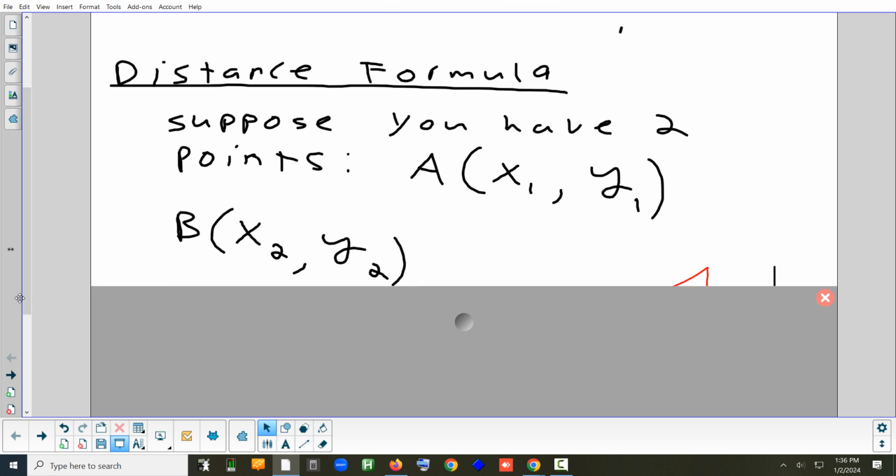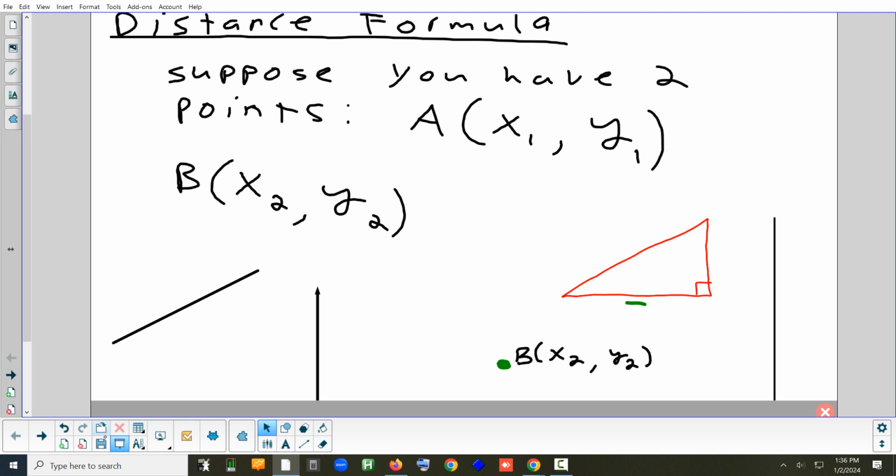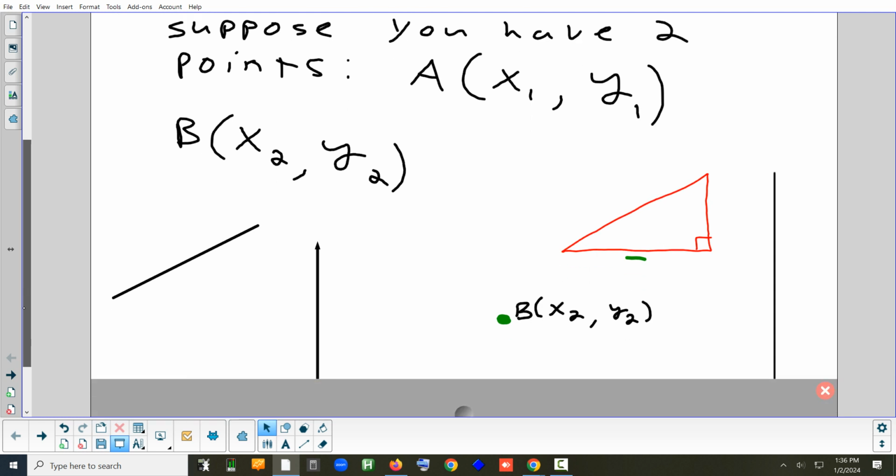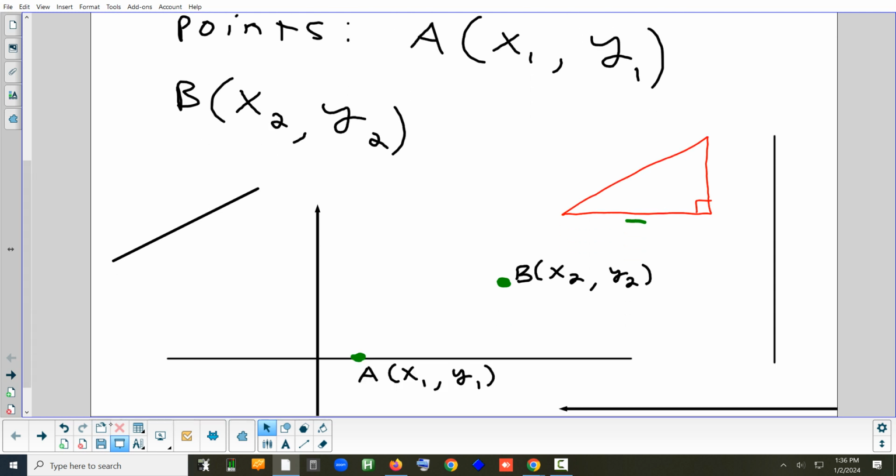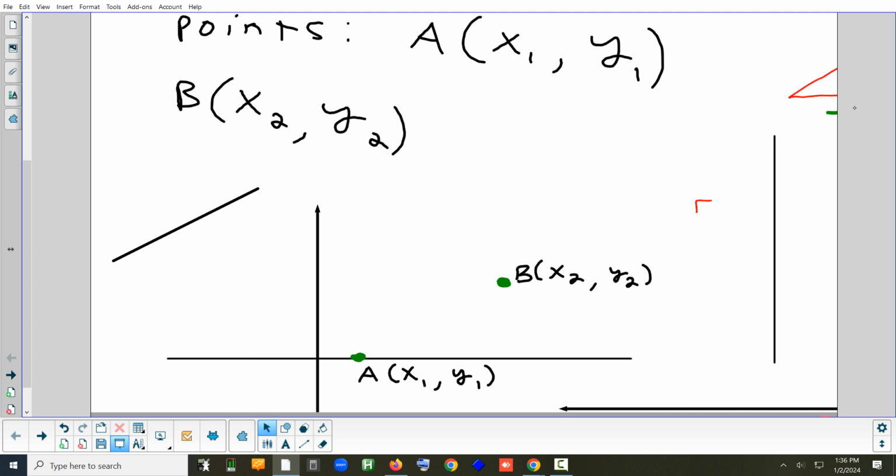All right, so let's take a look at this picture. I've got two points, A and B, and I want to find out how far apart they are. What we're going to do is something we do a lot in trig. We're going to turn that into a certain shape, and then we're going to measure that shape somehow.